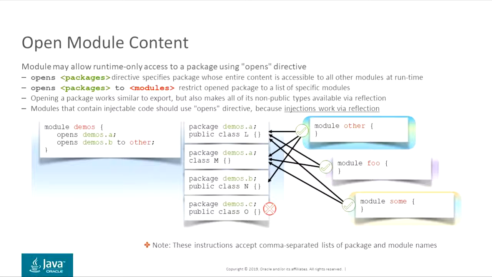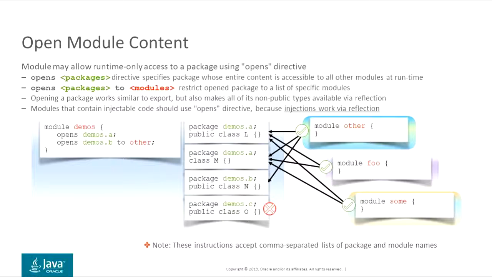So basically, if you compare it to an earlier page, class M was not visible to the external world. You have default access, and you're not supposed to see it. But when you open package A, the external world can actually see it. That said, you can still have packages in your module that are completely closed to the external world, that other modules are not supposed to see.